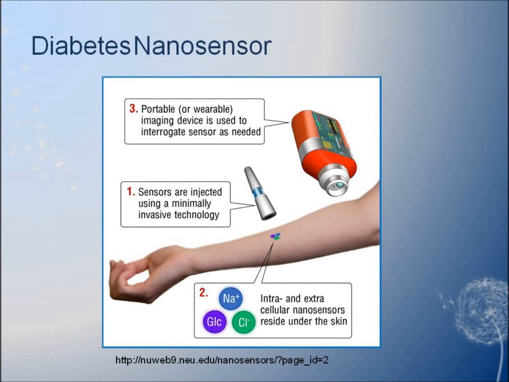Here is an application of nanosensors targeted towards the medical industry. Diabetes is a national healthcare crisis and it is essential for patients to self-monitor their glucose level. Currently, users use a fingerstick method 3 times or more per day. The need to draw blood, even in small quantities multiple times a day, is not desirable. To solve this problem, nanosensors can be injected using a minimally invasive technology where intra and extracellular nanosensors reside under the skin. Then, a portable imaging device is used to communicate with the nanosensors, therefore eliminating the fingerstick method.